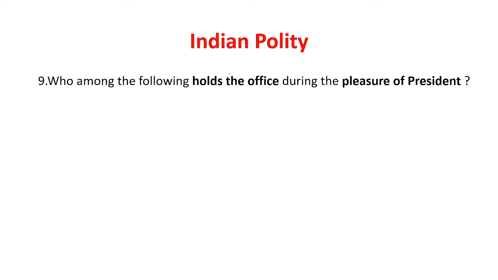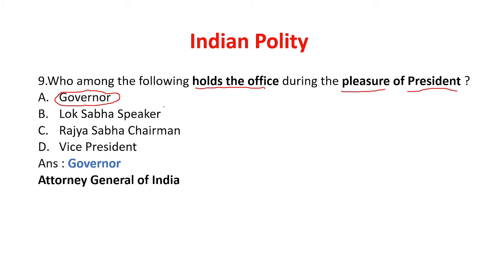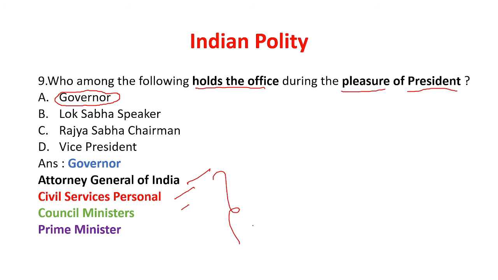Who among the following holds the office during the pleasure of the President? The options are Governor, Lok Sabha Speaker, Rajya Sabha Chairman, Vice President. Among them, the Governor holds the office during the pleasure of the President. The answer is Governor. More positions which hold the office during the pleasure of the President are Attorney General of India, Civil Service Personnel, Council of Ministers, and Prime Minister.